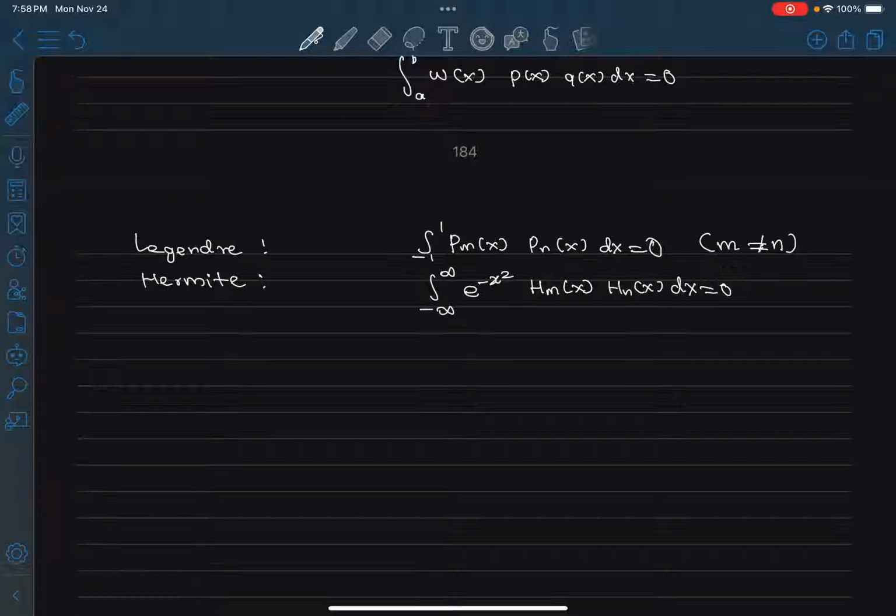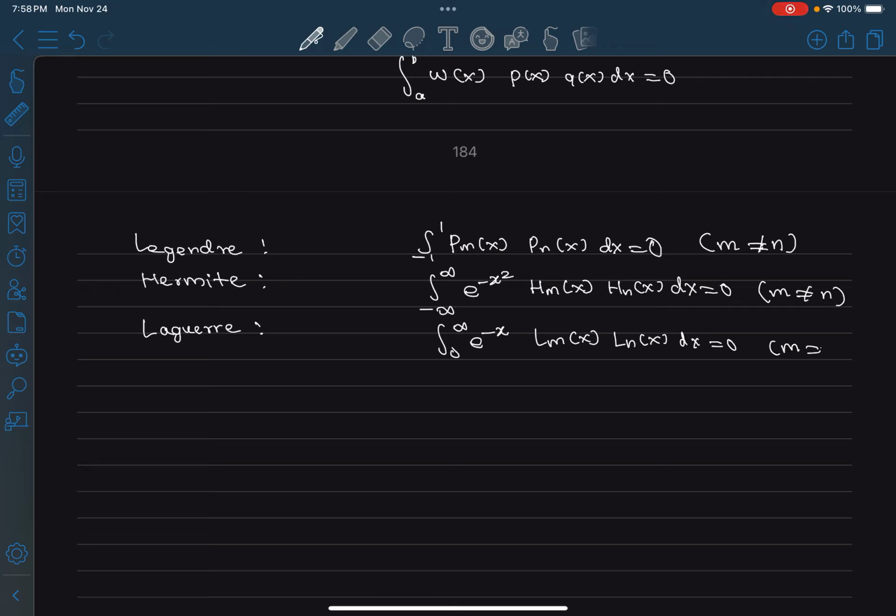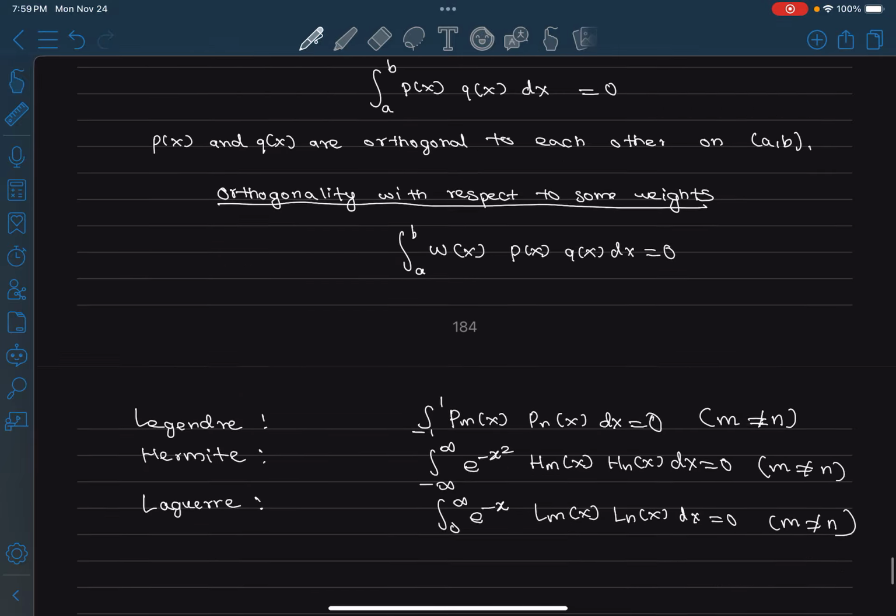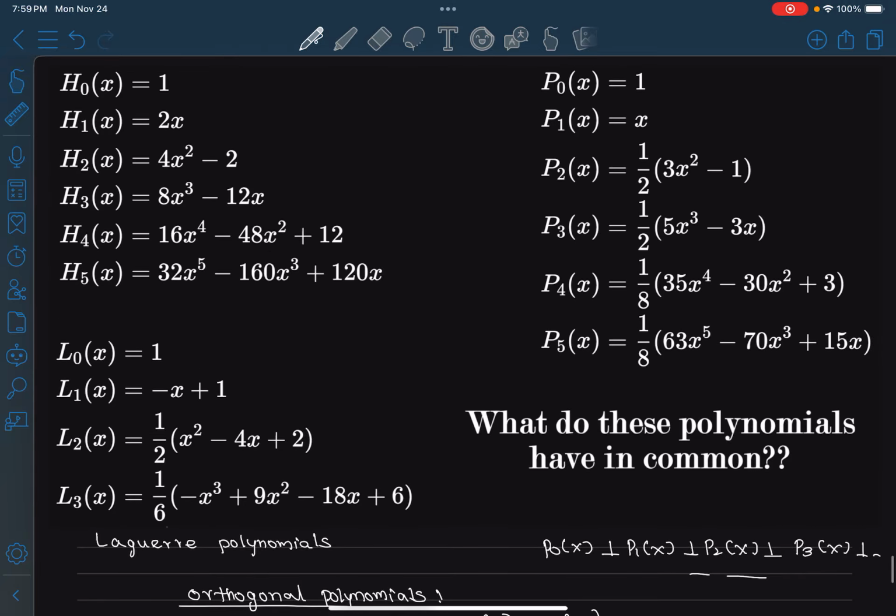And for the Laguerre polynomials, the condition is that the integral from 0 to infinity of e to the power minus x, L sub m of x, L sub n of x, dx will be 0. And all of these need m not equal to n, right? Okay, so we'll just try to verify that the orthogonality condition is true in this set. And that's really interesting, right? Orthogonal polynomials are abstract, but they work the same way, like being a basis, things like that.